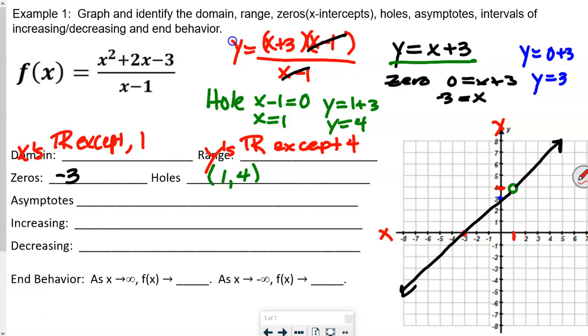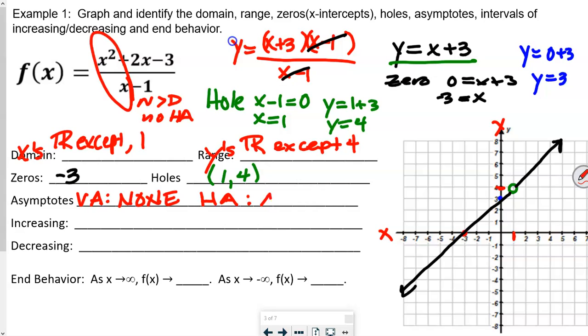Okay. Then we're talking about asymptotes. Obviously, we don't have any asymptotes here. Why? Because if we were talking about a vertical asymptote, we have none because there was no denominator, right? And when we look up here, when we're talking about horizontal asymptotes, if the numerator was greater than the denominator, then there was no horizontal asymptote. So again, this is none.